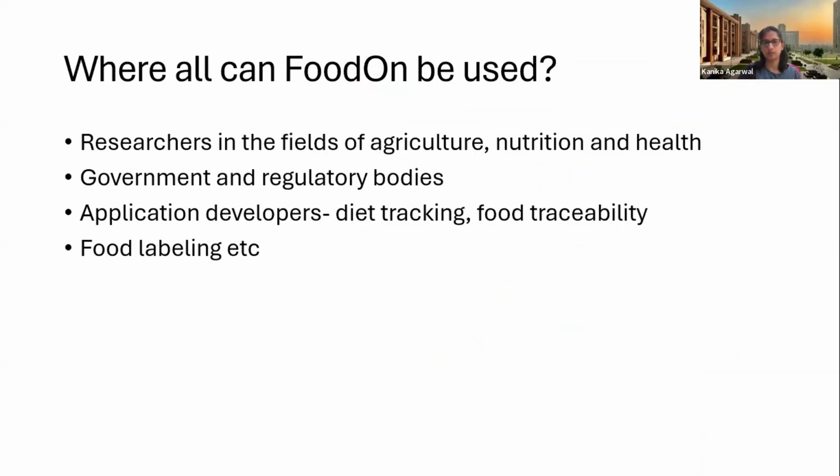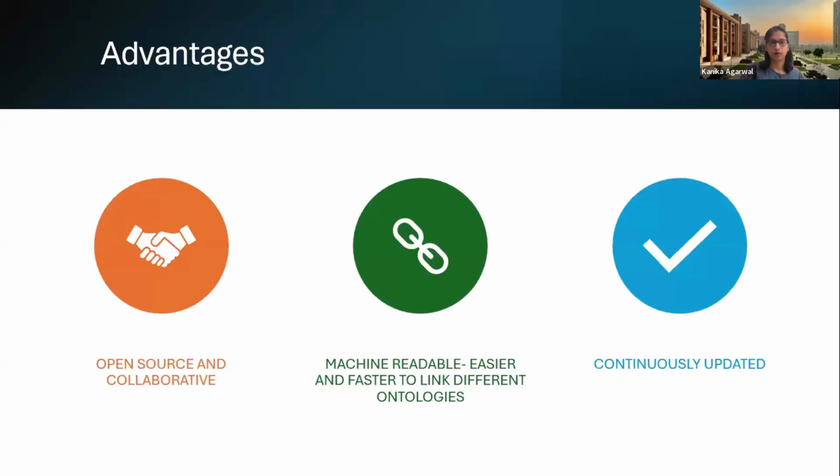And where all can this be used, really? So it's used in the fields of agriculture, nutrition, and health. Government and regulatory bodies can use it. So in case you want to look at a foodborne illness, you want to recall certain food items, you can use food ontologies to track the actual food or the variety of food that was used. In case you're looking at something like personalized nutrition or food traceability, you can track specific food items to specific ontologies and make it more personalized. It could help in food labeling when you want to have specific varieties, or you want to look at the nutritional component of food products specific to a specific variety of food that is grown. So there are a lot of advantages of food ontologies or ontologies in general.